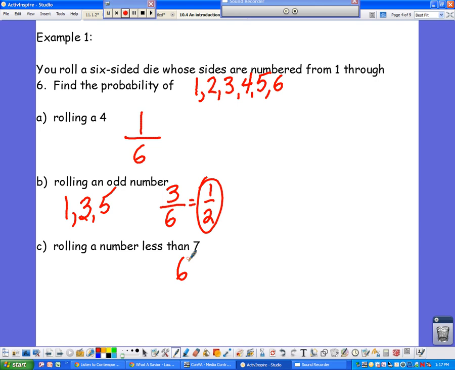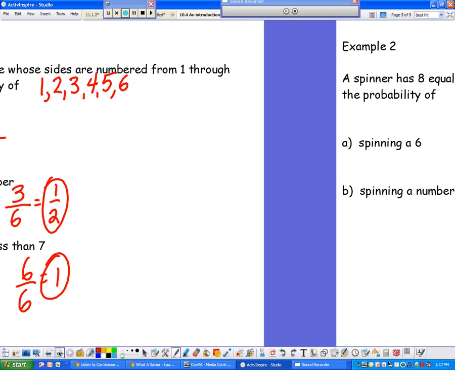So our possible outcome is 6 out of 6. So there's an example of a probability of 1 and a guarantee that the event will happen. Okay? All right. Example number 2.